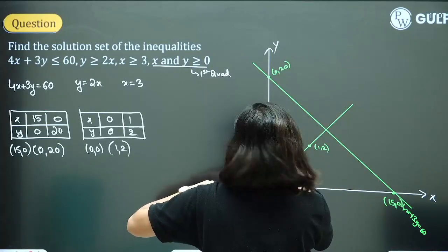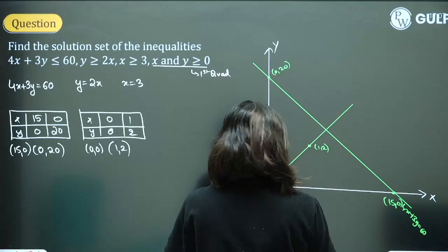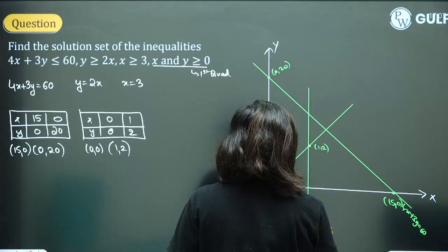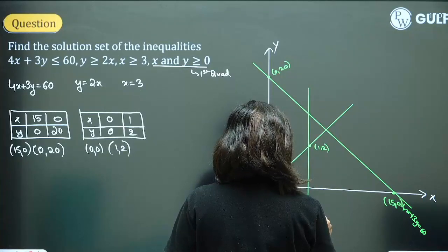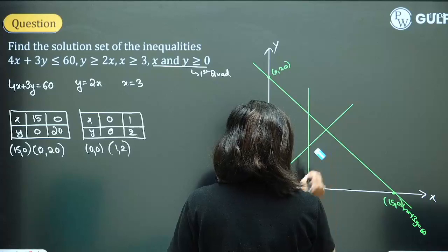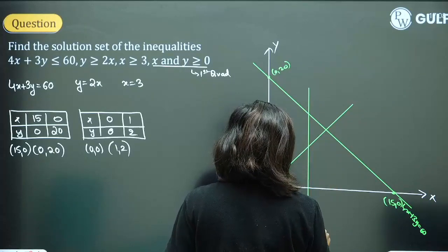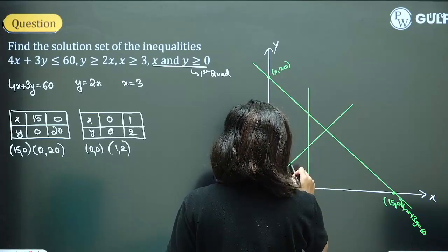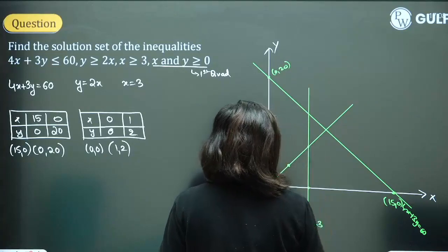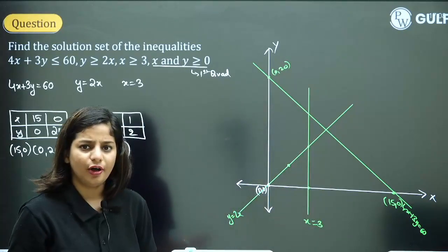1, 2 will be roughly here. Okay. I think the x equal to 3 line is somewhat like this. This is x equal to 3. 1, 2 will be here. 3 lines drawn, very well.